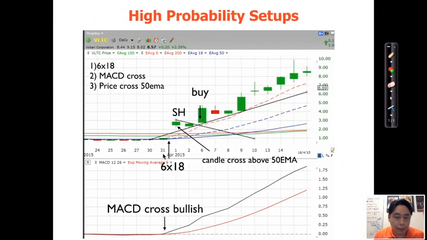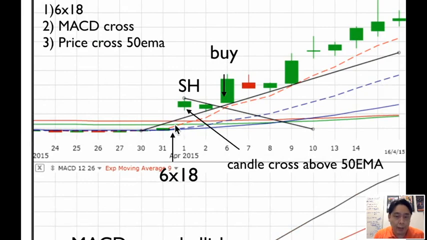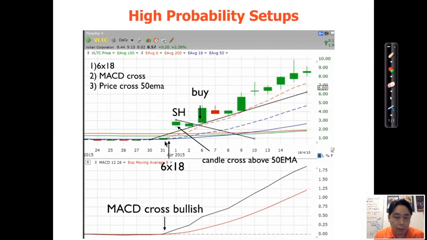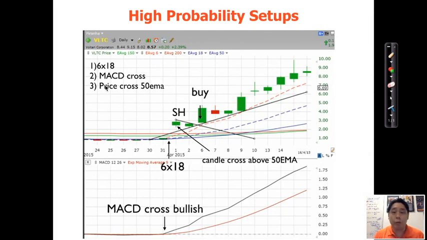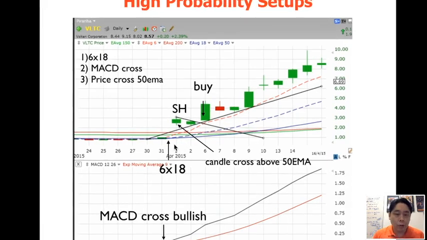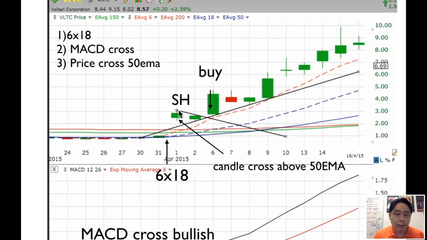VLTC: the 6 EMA crossing above the 18 EMA on the 31st of May, and the MACD crossing on that same day. So again, 2 out of 3 happening at the same time. And the price, again, from below the 50 moving average goes above the 50 moving average. So we've got 3 out of 3 conditions happening at the same time. We just need 2 out of 3, but 3 out of 3 is even better. So right at that cross, we've got a swing high candle, and we have a pullback.